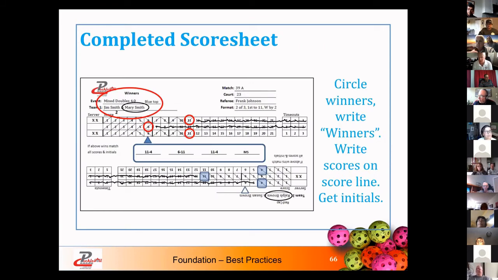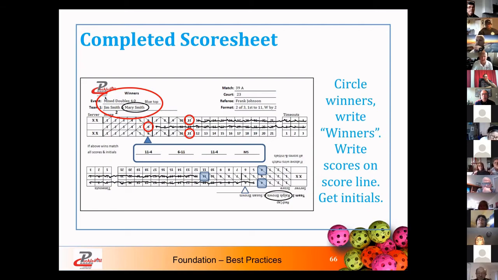So here's what the score sheet looked like and what we were just talking about. We have circled all the scores of the teams involved, all right? And then we write them down. And of course, we have the winning team, their names are up. So we know that it was 11-4 in the first game. We write 11-4. In the second game, it was 6-11, and we write 6-11. Third game, I should say, not match, third game of this match, we write 11-4, and then that's where we have them initial.